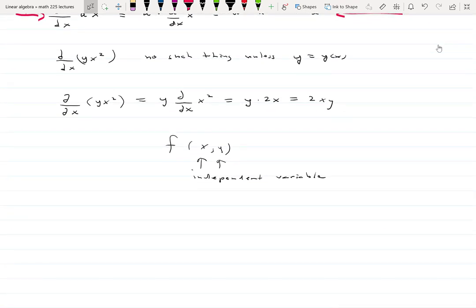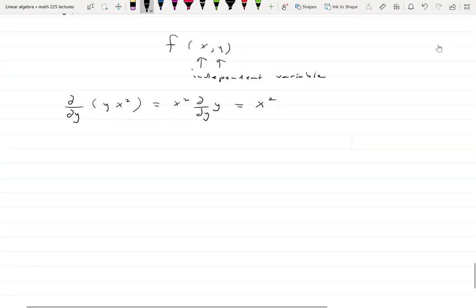Okay? So if you're okay with that, then you should also be okay with taking the partial derivative of the function yx squared with respect to y. If you're taking a derivative with respect to y, that means you're holding x constant. So x is constant, so x squared is constant, and that can be factored out of the differentiation process. And what's the derivative of y with respect to y? It's 1. So we can take partial derivatives with respect to x by holding every other independent variable constant. For a function of two variables, with respect to x we hold y constant, and with respect to y we hold x constant.